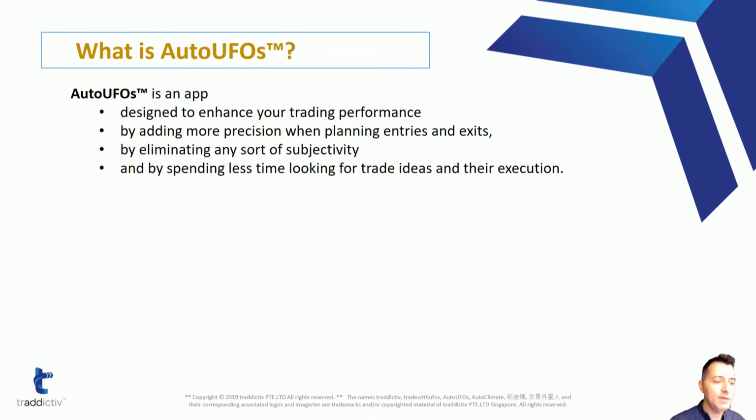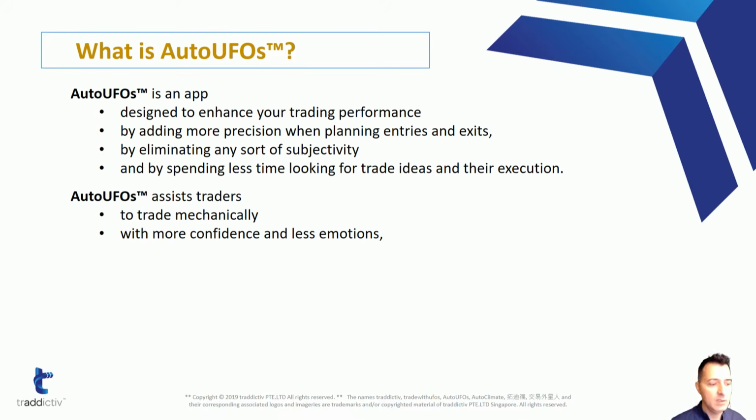This is probably the first thing that comes to your mind, but also saving time. It's another way to increase your performance, because spending less time to find trade ideas and their execution is another benefit that we obtain utilizing technology, in this case auto UFOs, as you will see. Auto UFOs assist traders to trade mechanically. I talked about this before. Mechanical action, consistent action leads to consistent results with more confidence and less emotions.